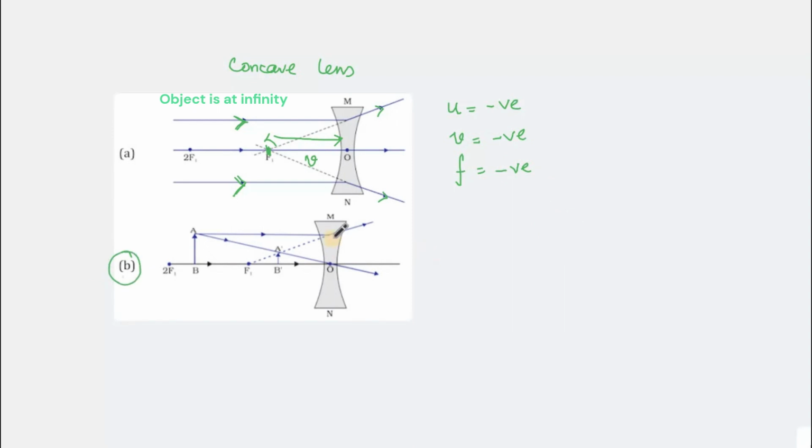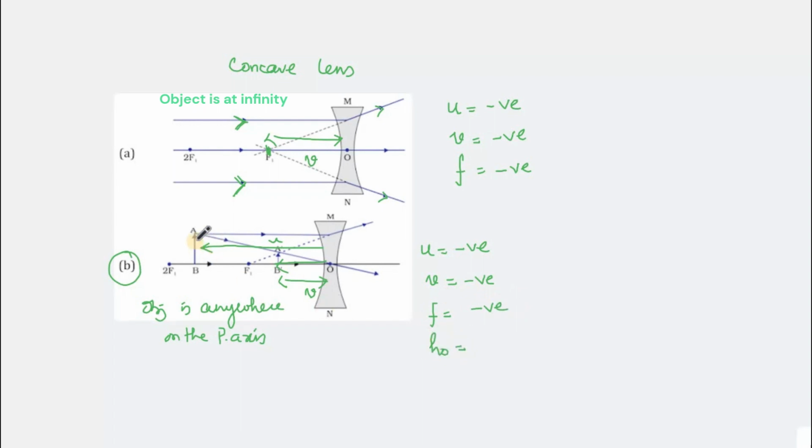Now for the second case, the object is anywhere on the principal axis. Now this becomes your object distance. So object distance is negative, and here is your image. So the image distance also is a negative quantity because we are going towards the left to measure the image distance. Now the focal length is always negative.